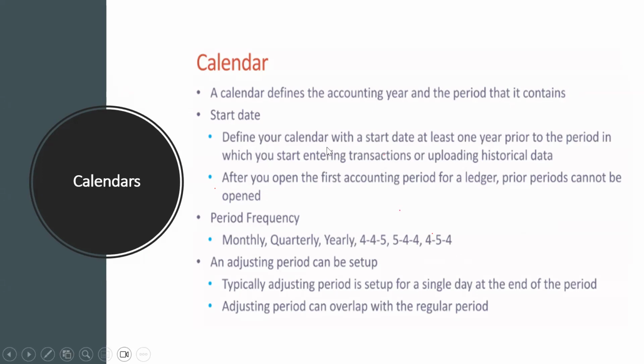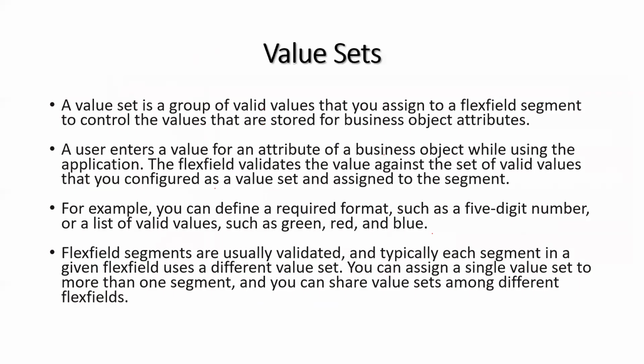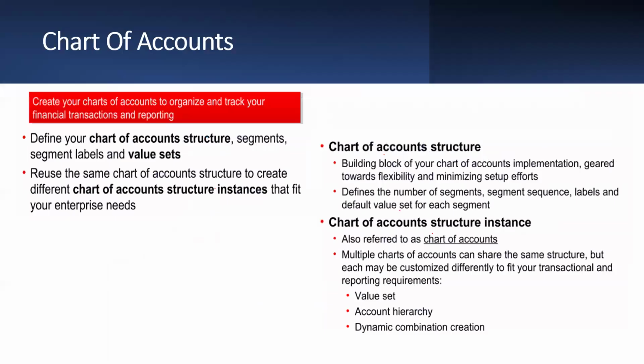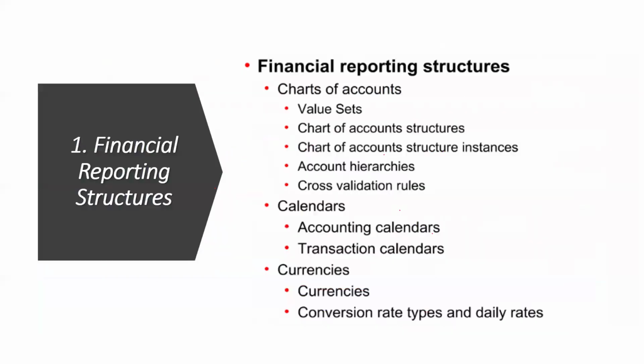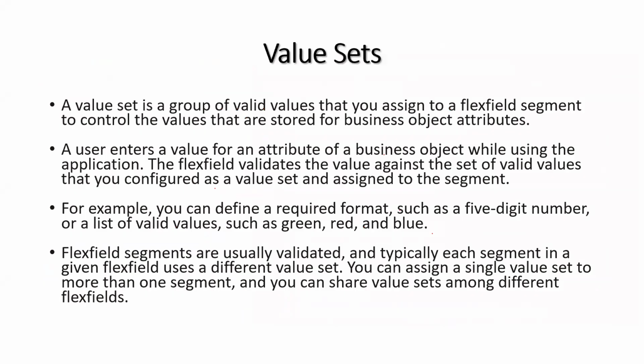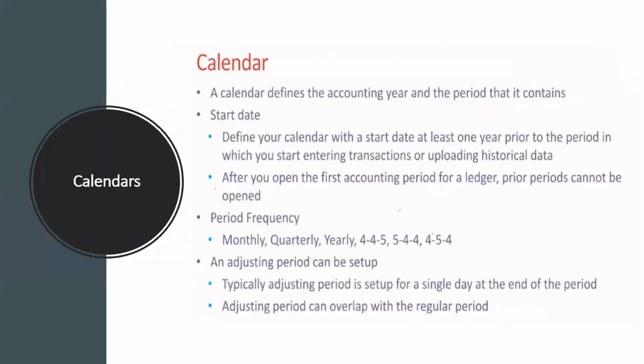As we discussed, there are three components: chart of account, calendar, and currencies. Now we have completed chart of account, so let's discuss calendar and currencies. So what is calendar? Calendar is a very important component, and it is required for primary ledger configuration as well.